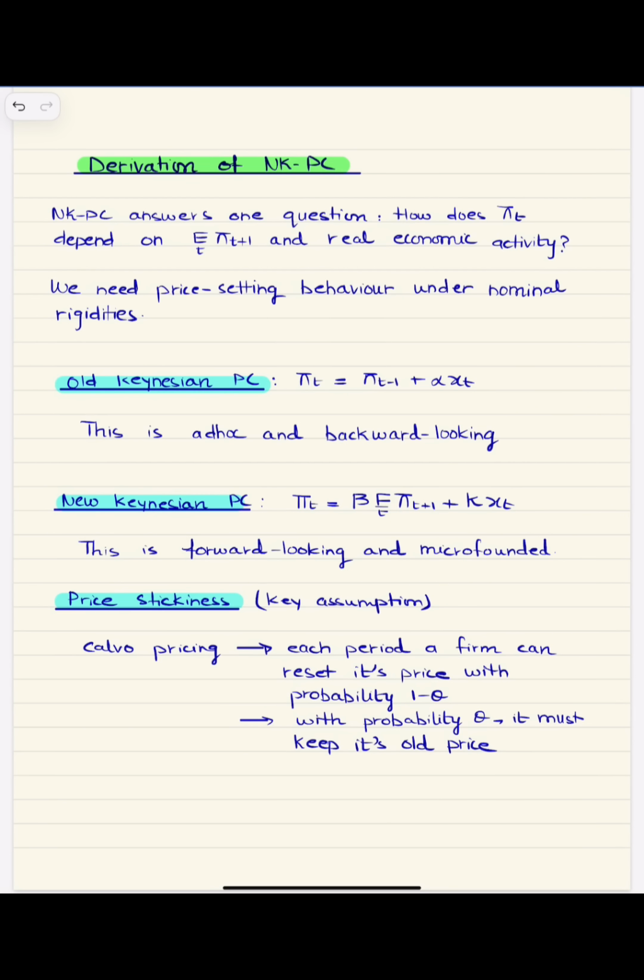Hey, I hope all of you enjoyed your break. So let's begin the last part of the derivation.